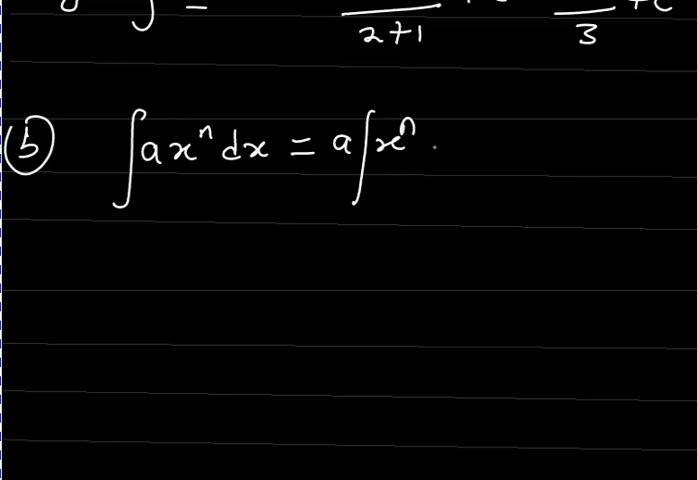All right, so of course you know how we do this. The constant still remains while we integrate x raised to the power n, which is x raised to the power n plus 1 divided by n plus 1. Then of course don't forget to add the constant of integration, c.